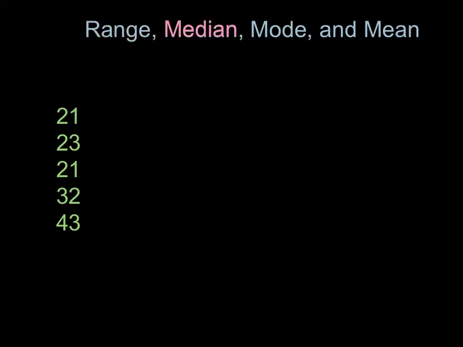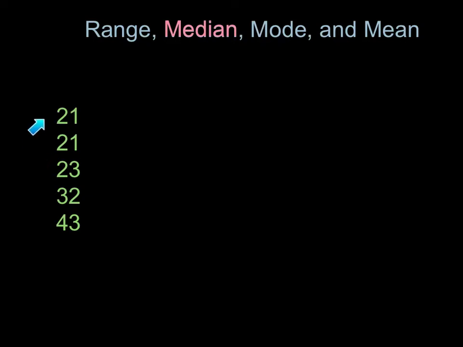Alright, now we're on to the median. So again, we're going to use the same set of numbers to your left. Now the median really means middle. So the first step to this is to make sure your numbers are in order. So you could have them in ascending or descending order, which means smallest to largest or largest to smallest. Alright, so the numbers have been changed. Now they're in order from smallest to largest. And so we're going to try and find the middle number.